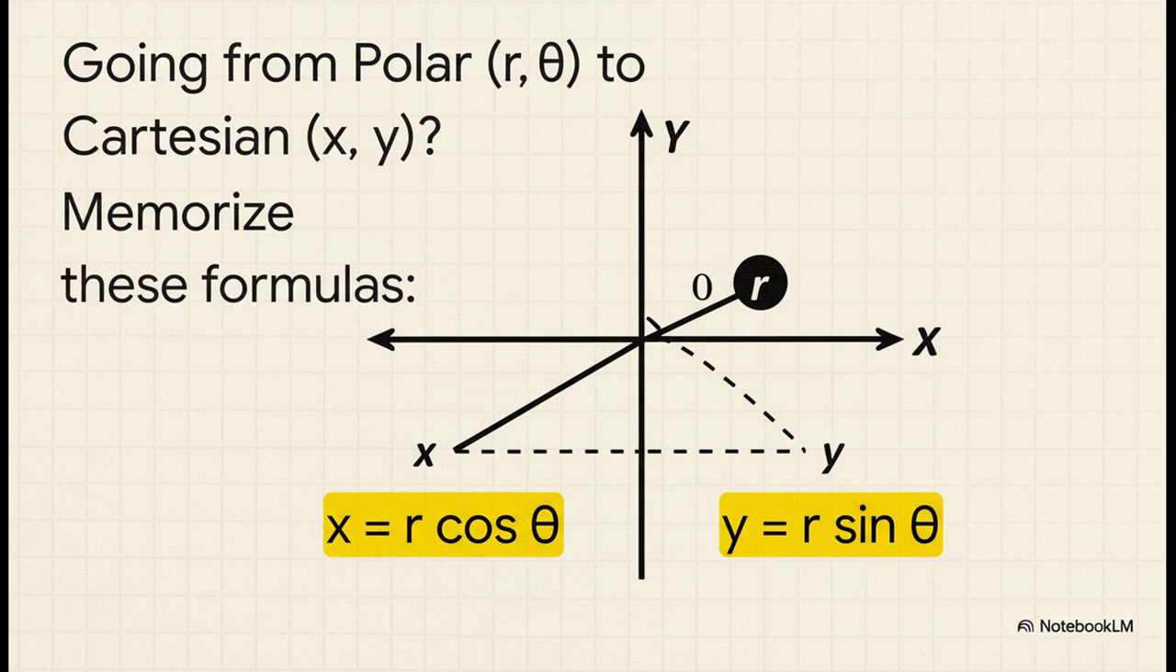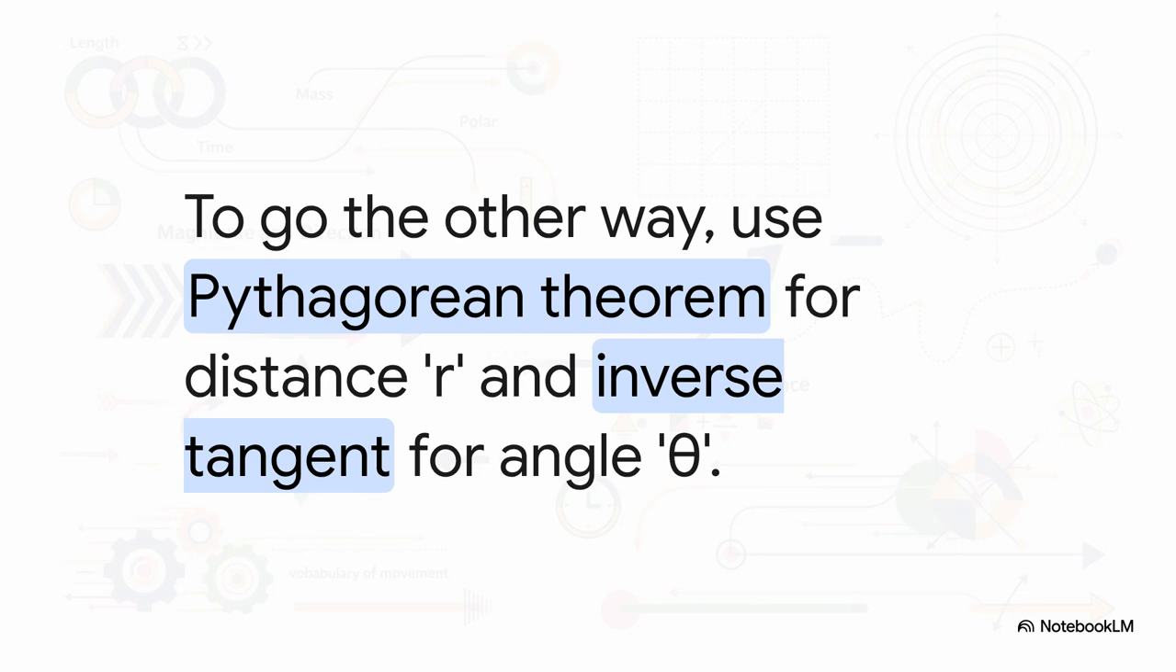Now, for your exam, you absolutely have to know how to jump between these two systems. It's non-negotiable. So, to go from polar to Cartesian, meaning you have a distance r and an angle theta, and you need the x and y parts, you just got to burn these into your brain. The x component is always r times the cosine of theta, and the y component is always r times the sine of theta.